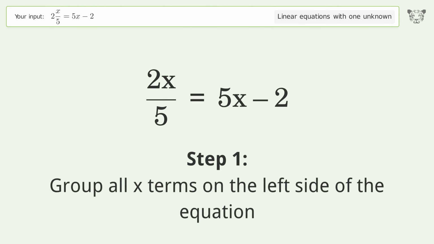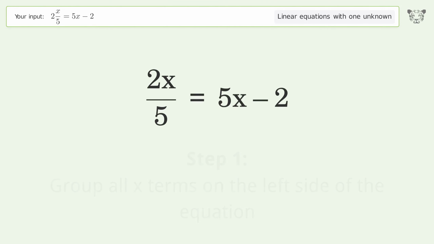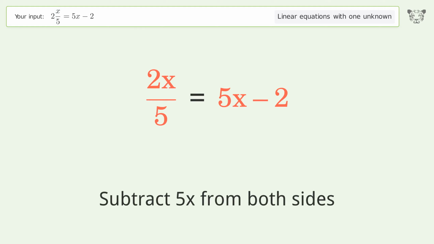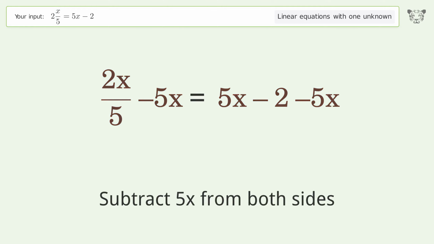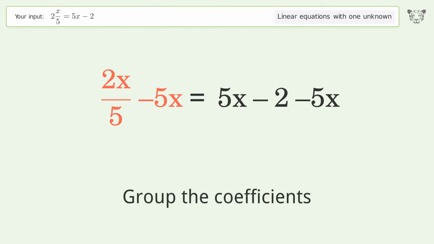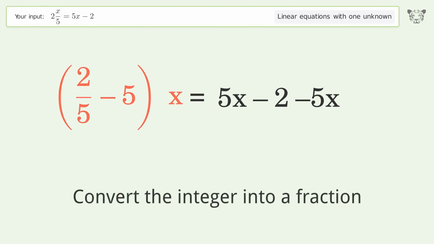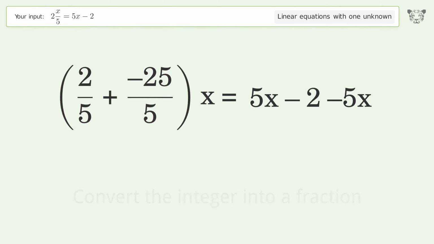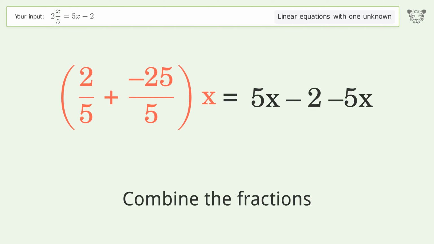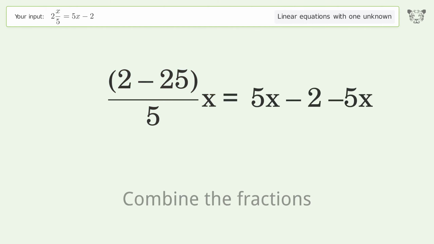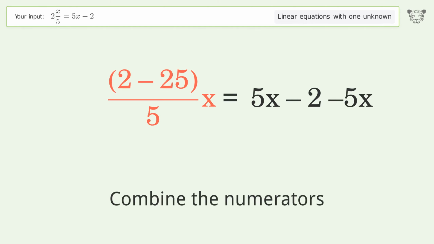Group all x terms on the left side of the equation. Subtract 5x from both sides. Group the coefficients. Convert the integer into a fraction. Combine the fractions. Combine the numerators.